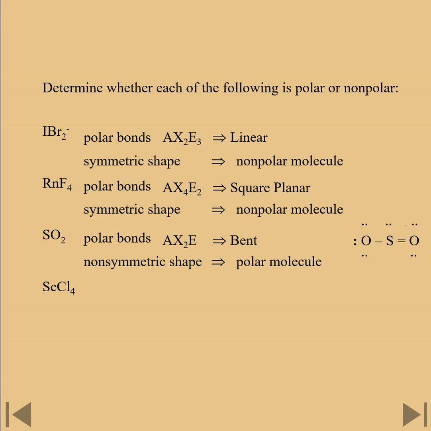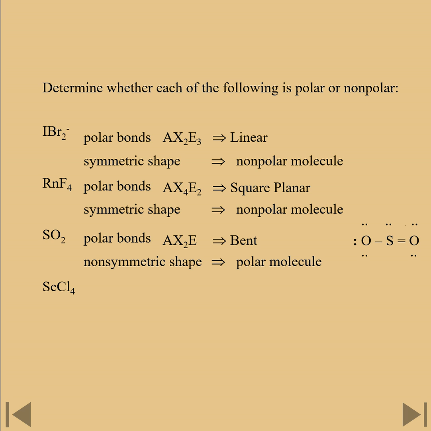So I think I may have said something wrong earlier. Let me just clear it up again. AX2E3 and AX4E2, that was our first 2 examples. Those are the only 2 examples where you have non-bonding electrons and a symmetric shape. Every other instance when you have non-bonding electrons, it gives you an asymmetric shape.